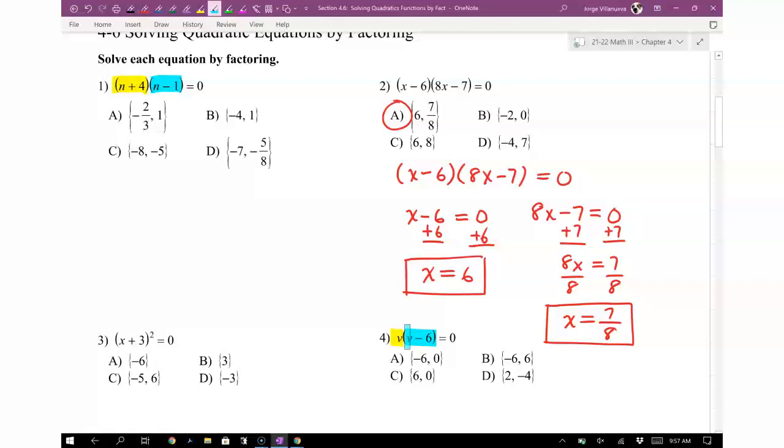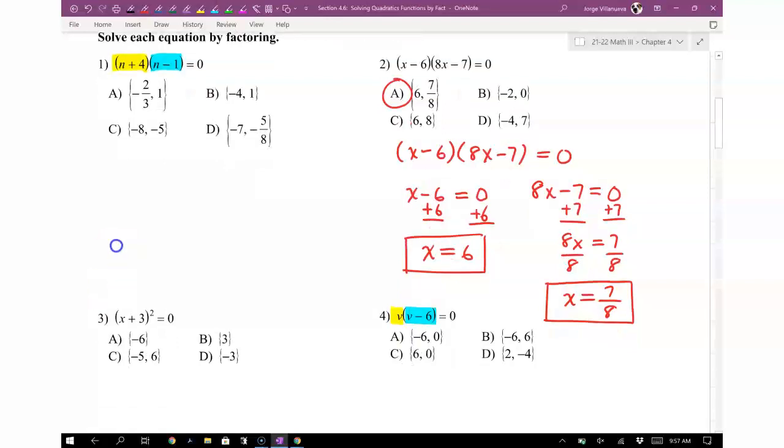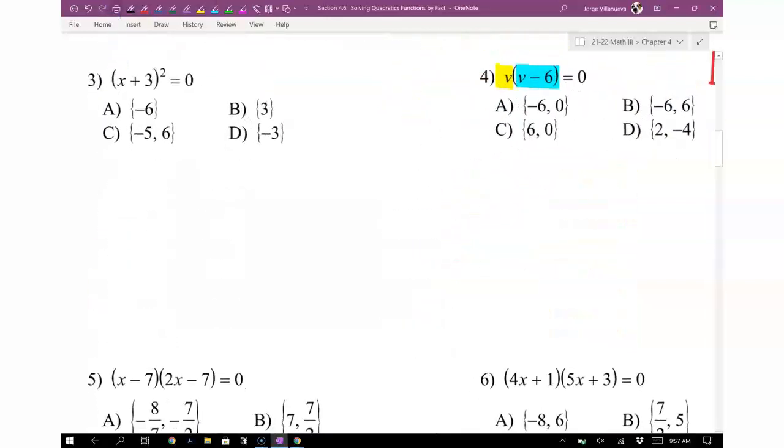But what about something like number 3? Is number 3 two things multiplied together? Now this is kind of a trick question. It's x plus 3 quantity squared. Can I rewrite x plus 3 quantity squared equals 0 as x plus 3 times x plus 3? Is that the same thing? Yeah, it is.